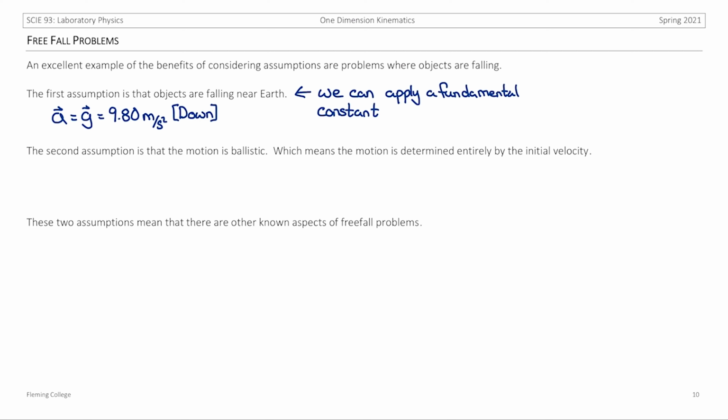If we were at a higher elevation, it would be a little bit less, and if we were closer to sea level, it would be a little bit more. The second assumption we make is that our motion of free fall objects is ballistic. Ballistic means that the motion is determined entirely by the initial velocity. So after an object is launched, there are no other velocity inputs. So our object doesn't have engines, and it doesn't have wings, and it doesn't have a rocket.